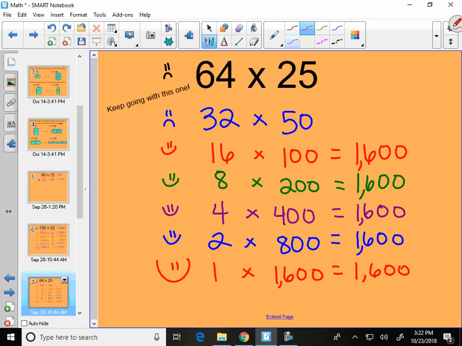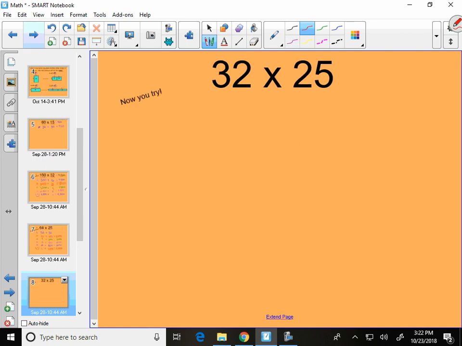So again, doubling and halving, all it does is make it into an easier problem for you to do in your head. All right, I want you to try this one by pausing the video. I want you to cut this number in half while you double this number. And see if you can get it to a much easier problem, because right now 32 times 25, not all that easy.